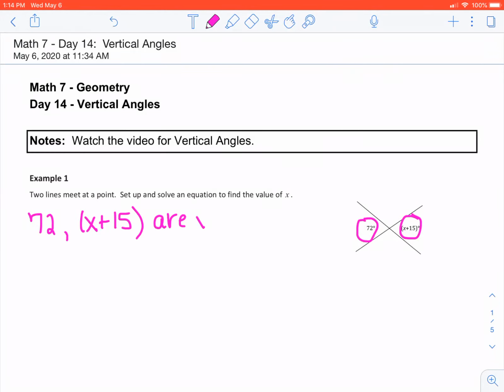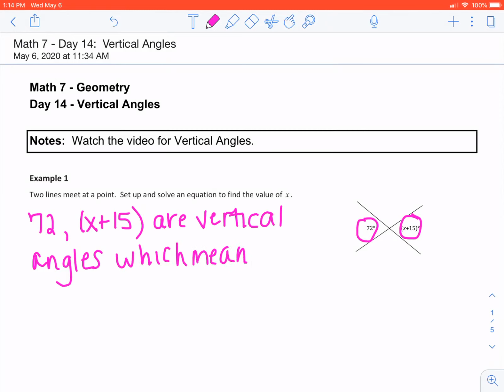So they are vertical angles, which means they are equal. Vertical angles are always equal. Just like our sentences from before, I'm going to highlight. We have vertical angles, that's our vocab word, and vertical angles are equal. So that's what happens when you have vertical angles.